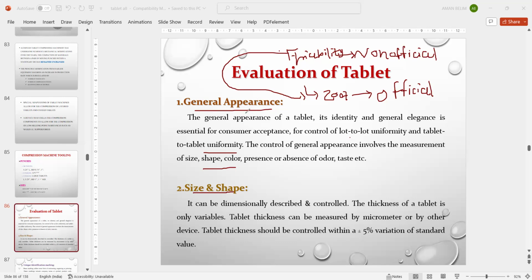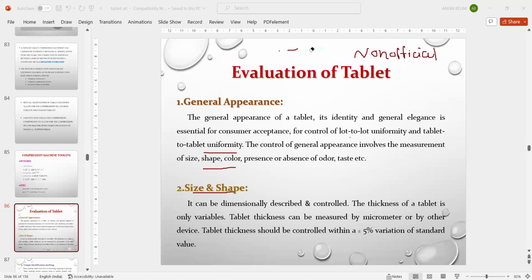Now, the first is general appearance. This is not much important, but it is covered under the non-official test. That is very important. So remember which are official and which are non-official, because many MCQs have already been asked on this simple concept of what are pharmacopoeial and non-pharmacopoeial tests.